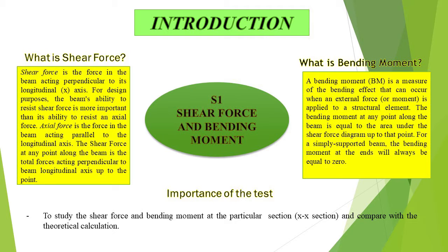Second, what is bending moment? A bending moment is a measure of the bending effect that can occur when an external force or moment is applied to a structural element. The bending moment at any point along the beam is equal to the area under the shear force diagram up to the point. For a simply supported beam, the bending moment at the ends will always be equal to 0.